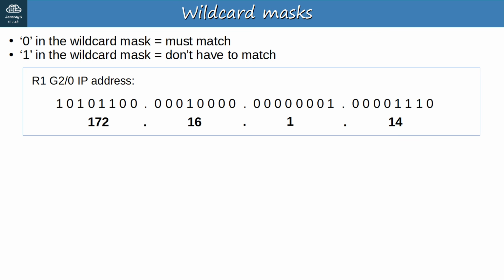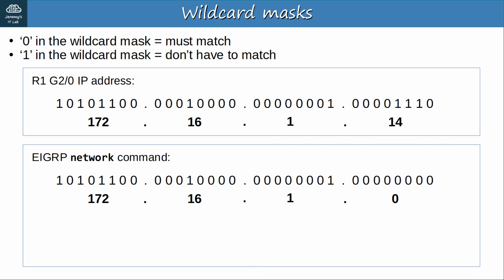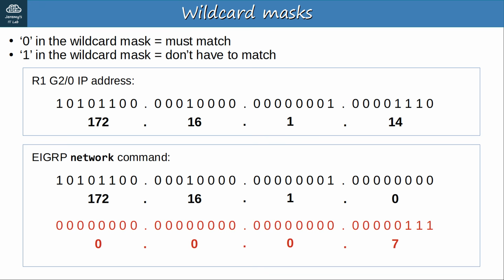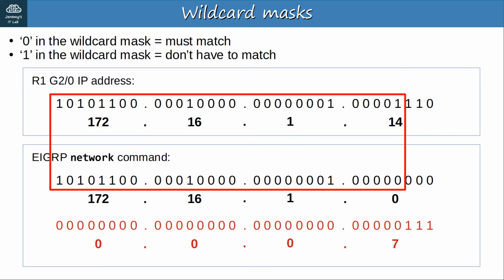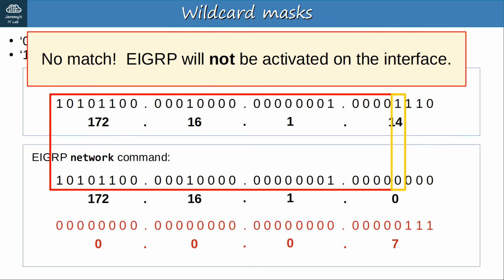Let's try another one, see if it will match. With the same IP address, I used this network command, network 172.16.1.0 with a wildcard mask of 0.0.0.7. So this means the first 29 bits must match. Do they? Actually, they don't. This bit here doesn't match between R1's G2/0 interface and the network command. So, no match, and EIGRP will not be activated on the interface.